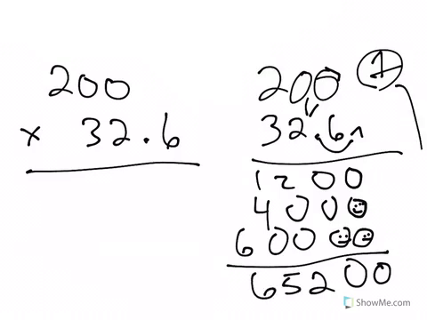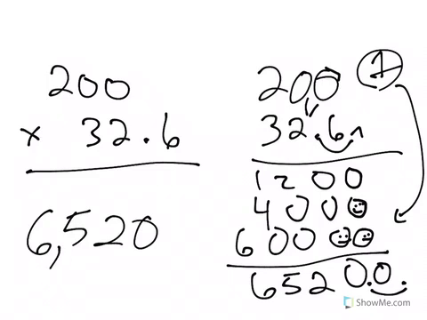I've got to put my decimal back in. My decimal's here now. It moves over one place. I end up with 6,520. That was a lot of work. And it wasn't so much that it was hard work, but it was just a lot.